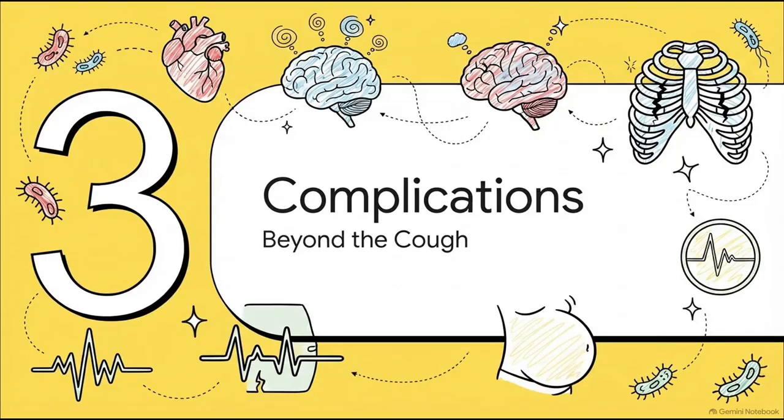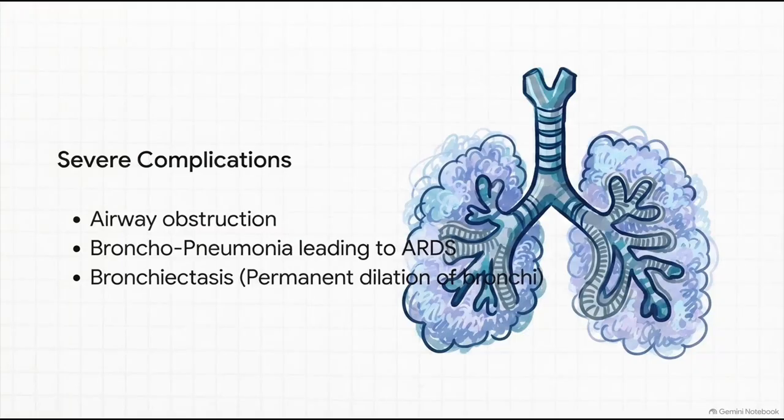Which brings us to Part 3, severe complications beyond the cough. As a clinician, you have got to monitor pertussis patients closely for these severe secondary complications. The mucosal swelling and thick secretions can easily lead to complete airway obstruction. Plus, that localized infection can spread right down into the lungs, causing bronchopneumonia, which can then rapidly deteriorate into ARDS, or acute respiratory distress syndrome. Finally, because the toxin causes physical destruction of the bronchial cell walls, patients can develop bronchiectasis. That's a permanent, irreversible dilation of the bronchi.